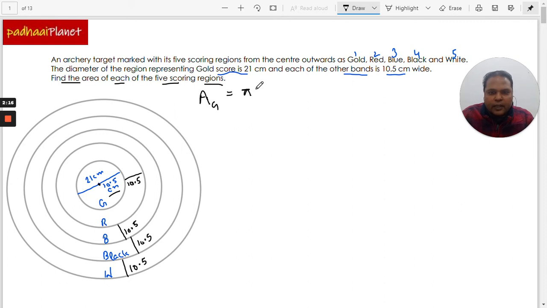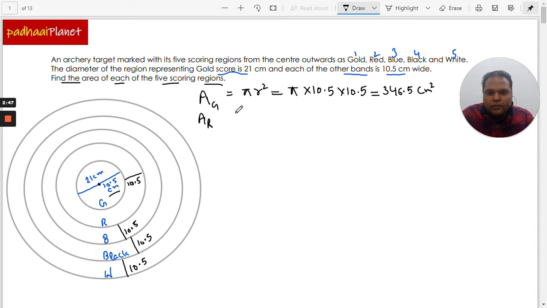It's pi r square, and r for gold is 10.5, so it's going to be 10.5 multiplied by 10.5. We put the value of pi as 22/7, and finally we get 346.5 square centimeters. Now this was a very simple thing. Now we need to find out the area of the red region.